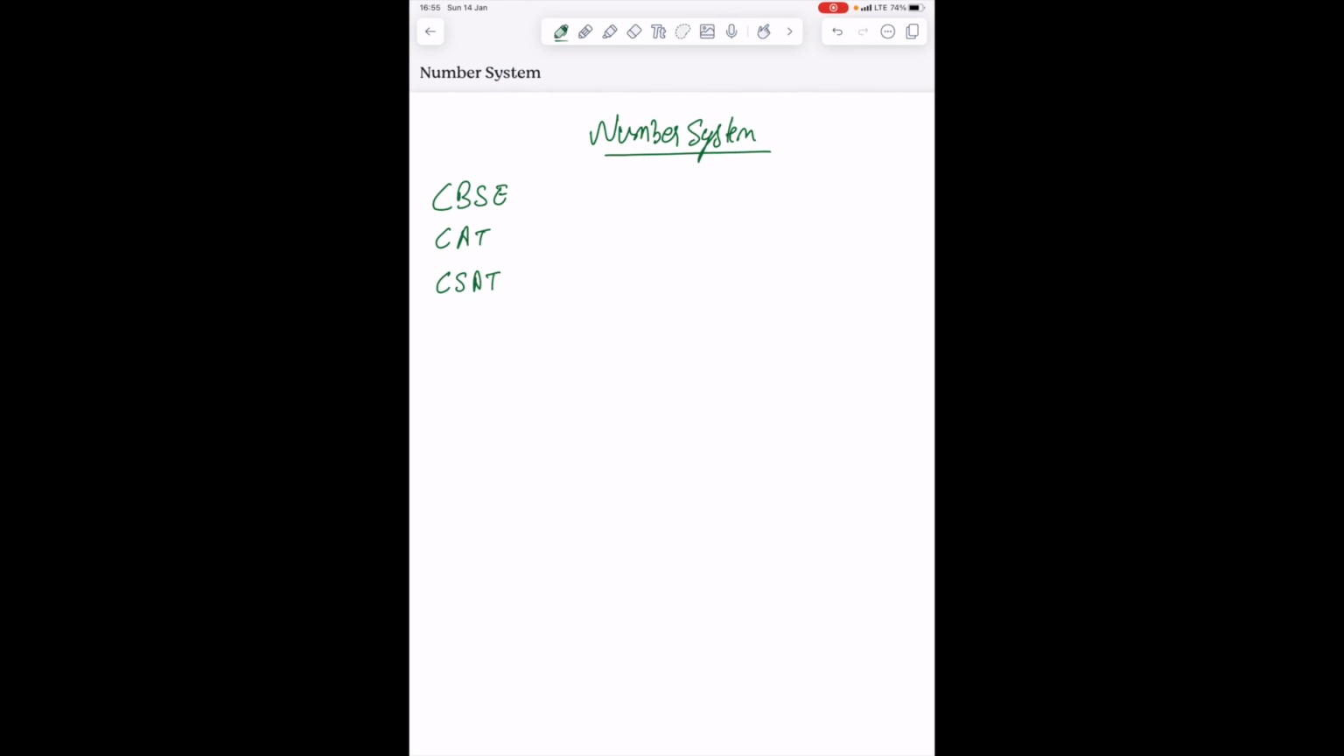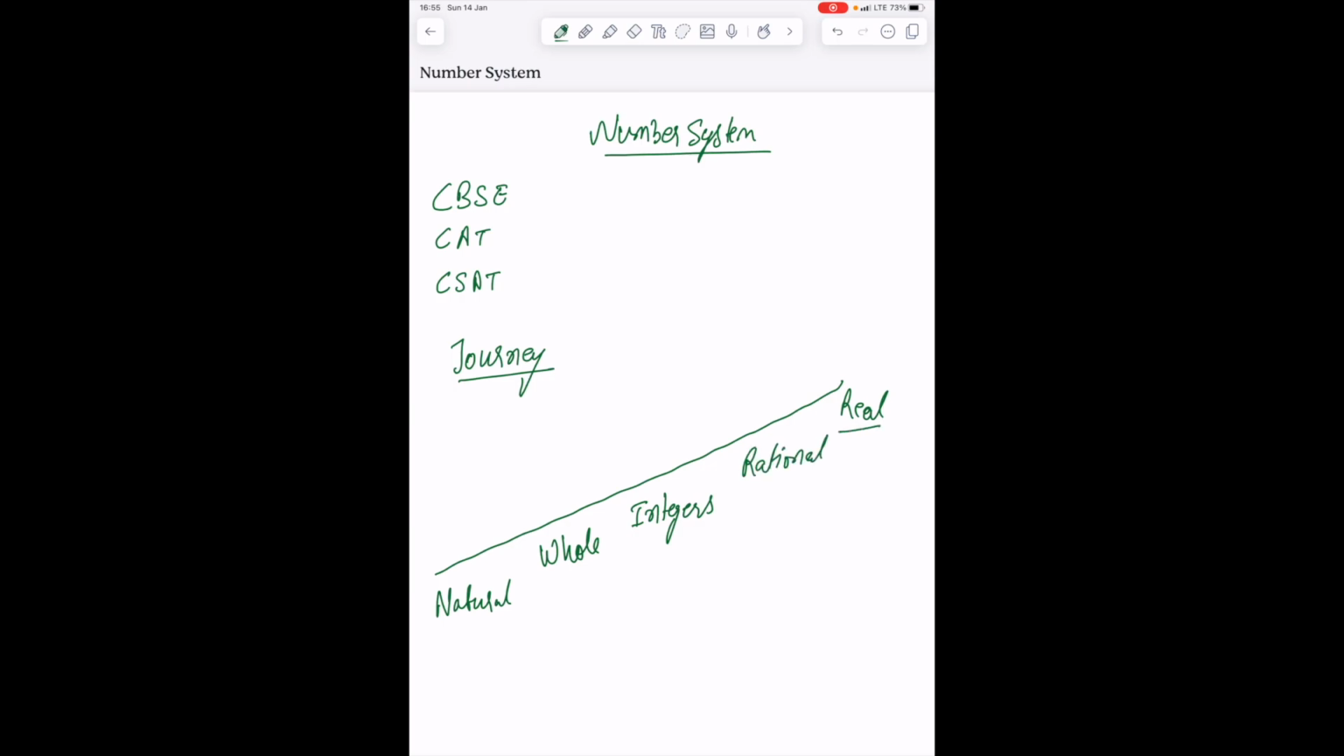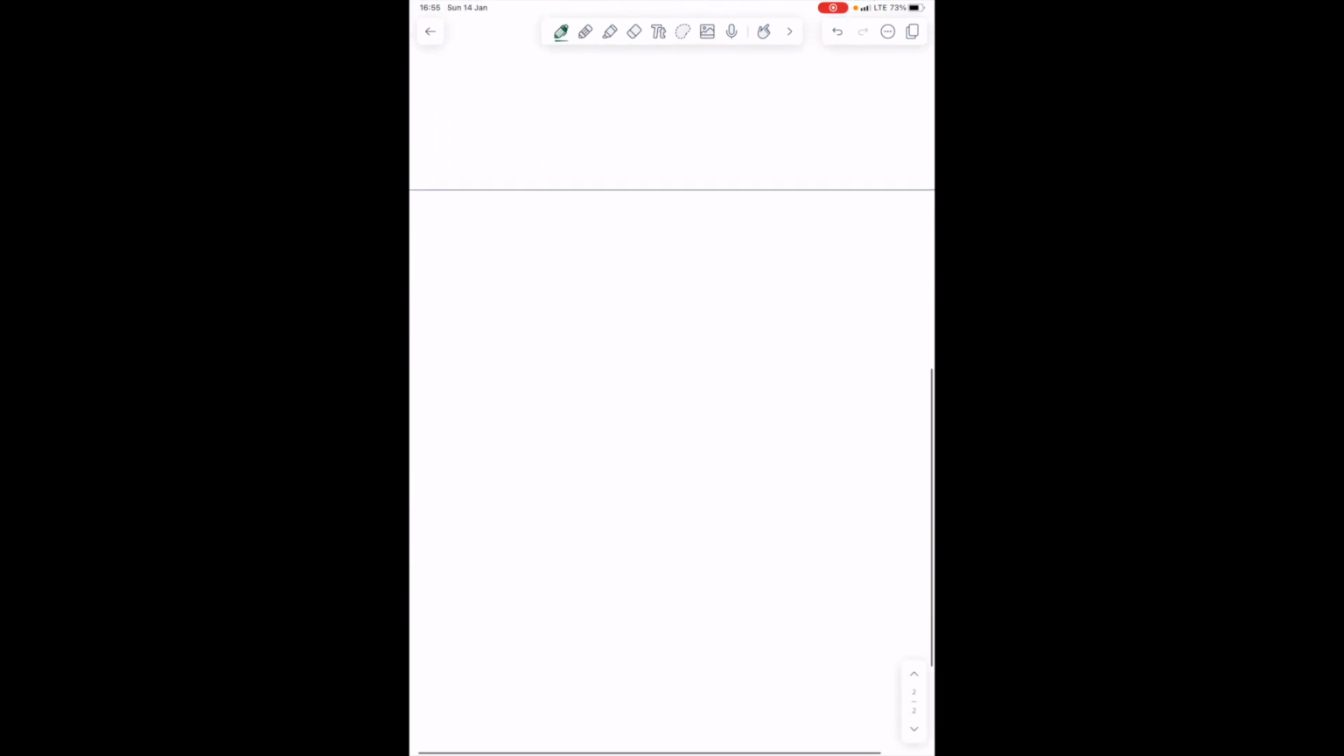In our journey today, we will start from what we call natural numbers and we will go up to what we call real numbers. In this journey from natural numbers, we'll move to whole numbers. We'll discuss integers, then we'll discuss rational numbers, and then finally we will end up at our destination, that is real numbers. So let's begin.